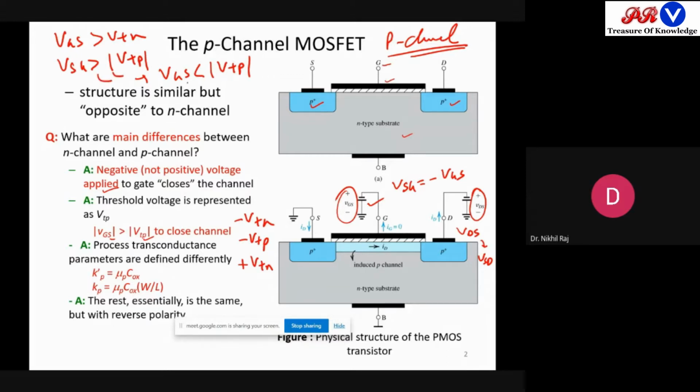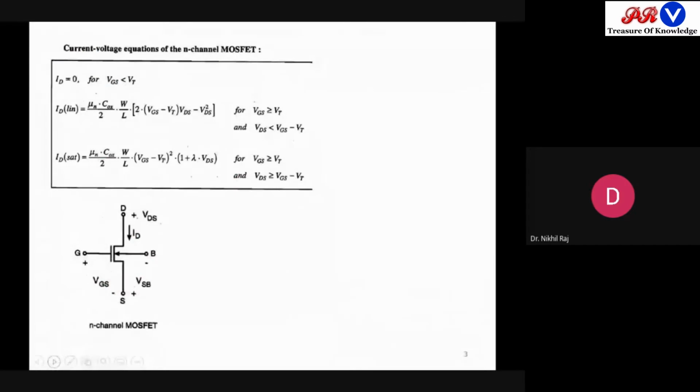What VGS should be is shown here with the magnitude. So when we reverse, the minus sign will come here and then you can take the magnitude. So this relation will hold true. And what about the process constants? Mu n Cox will be replaced by mu p Cox. The rest essentially remains the same, only the polarity is reversed. So this is your PMOS, and then we will recall the IV characteristics.